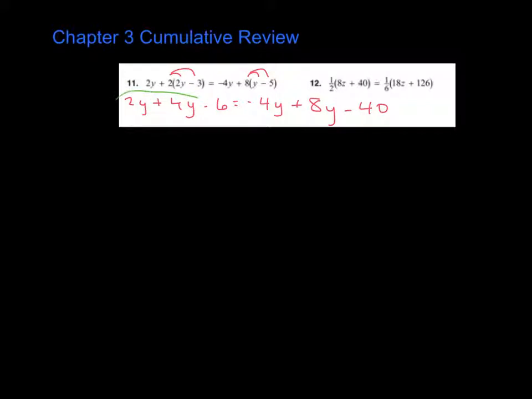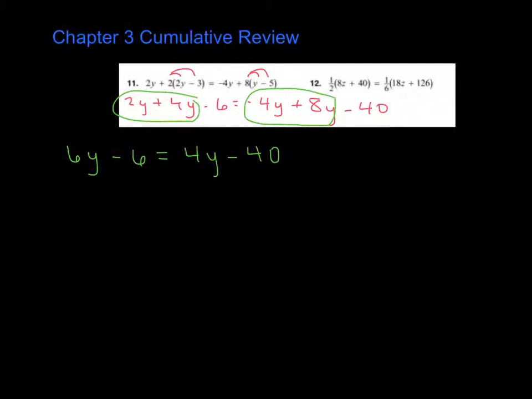So I notice that I have 2y's and 4y's on the same side of the equal sign, so that's going to combine to make 6y minus 6. And then over here, I have a negative 4y and a positive 8y, which is going to make 4y minus 40. So once I distribute, what I want to do is clean up my problem. If you have anything that can be combined, and they can only be combined if they're on the same side of the equal sign, then go ahead and do that so that you have an easier problem to deal with.